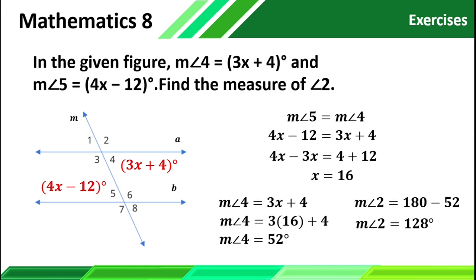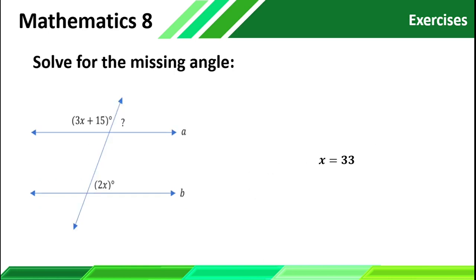I hope this is clear with you. Let's have our next exercises. We have here 3x plus 15 degrees angle. We also have 2x degrees angle. We are looking for the missing angle, which is the question mark.